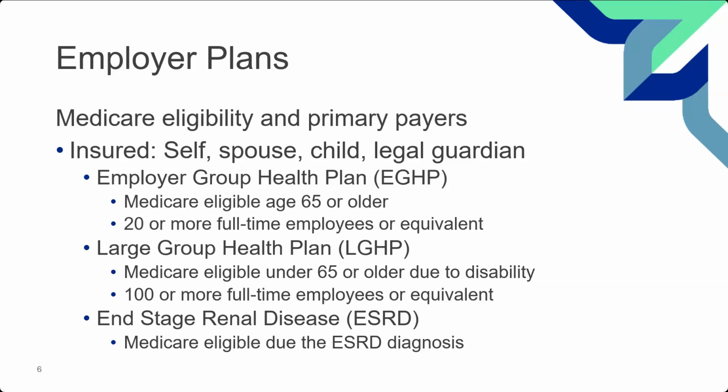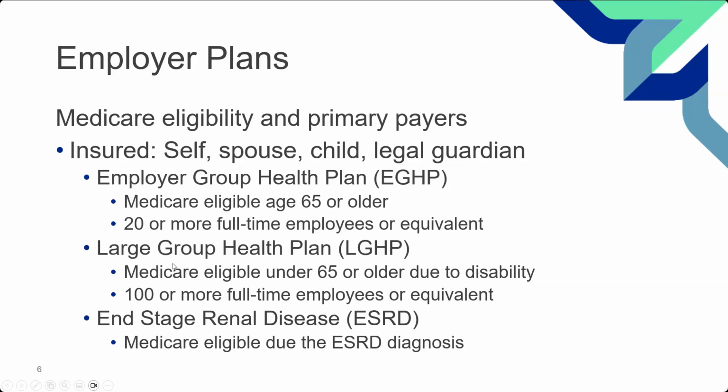This is not determined by WPS, your Medicare Administrative Contractor, or MAC. Our job is to process claims. This is determined by the Benefit Coordination and Recovery Center, and I'll show you where to locate their information a little later on. There's also something called a large group health plan, or an LGHP. This is Medicare eligible under 65 due to disability. So the person who is eligible is a Medicare recipient. They are under 65. They are eligible due to a disability.